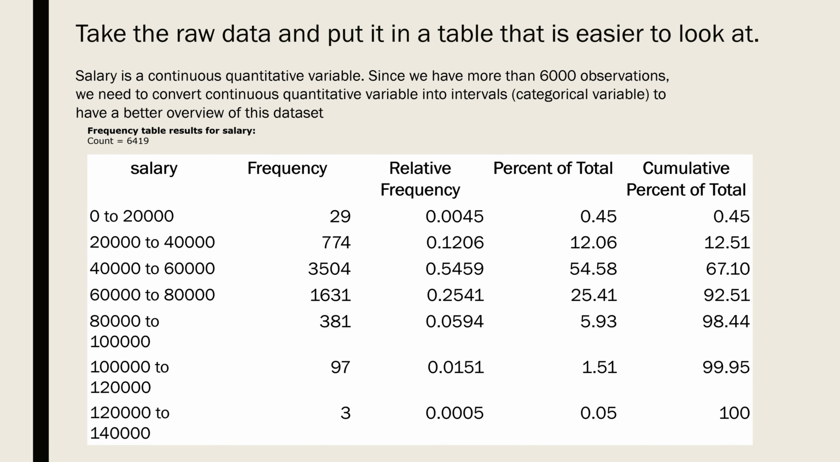Salary is a continuous quantitative variable. Since we have more than 6,000 observations, we need to convert the continuous quantitative variable into intervals. Interval is a categorical variable, so we can have a better overview of this dataset. Here is how the dataset looks.